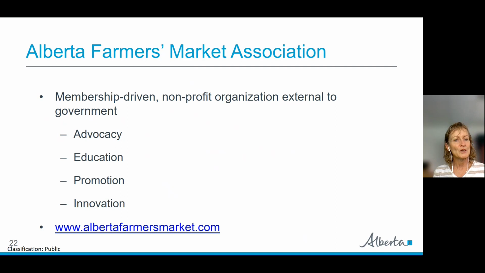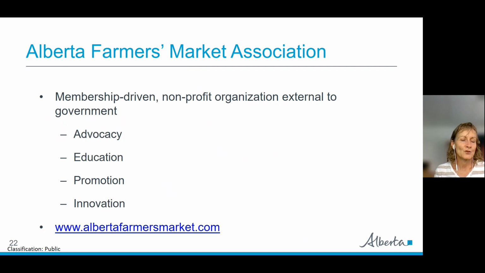They are there to be your voice, to represent you when speaking to government, to represent you if there are any sort of legislative changes or any challenges that are happening within the industry. They are there to speak on your behalf. And they can only do that if they have many of you, both markets and vendors, underneath their umbrella, paying that membership fee in order to represent you. The more members they can represent, the stronger their voice is with government.